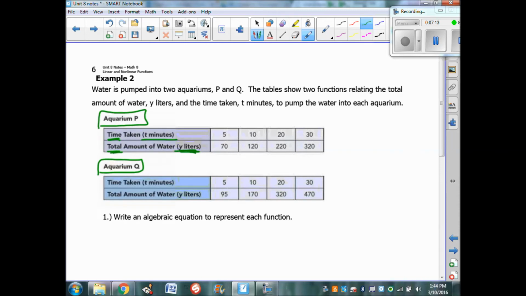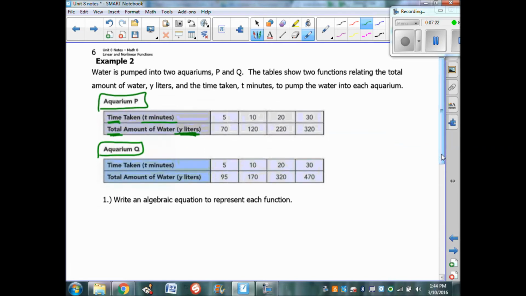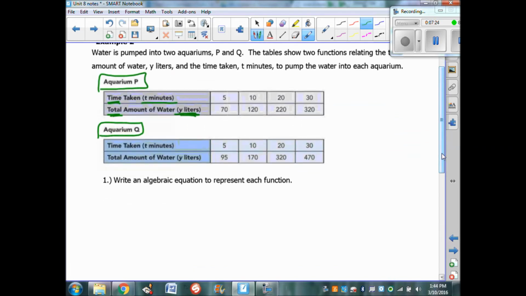To pump the water into each aquarium. Okay, so we've got these 2 aquariums, water's being pumped into them, and let's see what kind of information we can come up with. It says write an algebraic equation to represent each function. So we've got aquarium P, we're going to have to do some work on, and then aquarium Q.